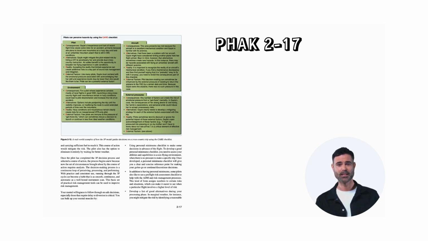Once the pilot has completed the 3P decision process and selected a course of action, the process begins anew, because now the set of circumstances brought about by the course of action requires analysis. The decision-making process is a continuous loop of perceiving, processing, and performing. With practice and consistent use, running through the 3P cycle can become a habit that is as smooth, continuous, and automatic as a well-honed instrument scan. This basic set of practical risk management tools can be used to improve risk management.